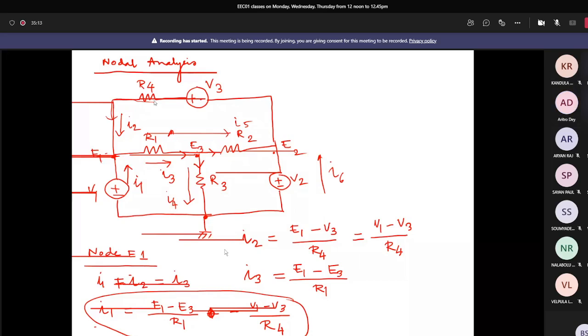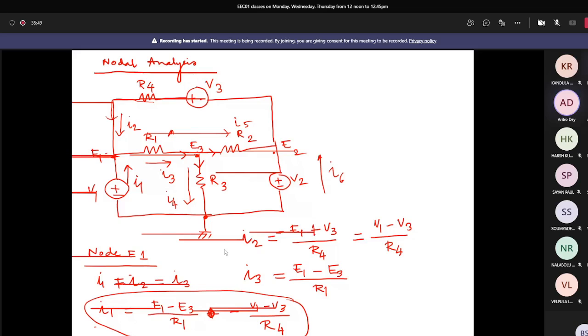Sir, but before, I2 is equal to V1 minus V3 divided by R4, no? Please, one person at a time. Tell what you think. Sir, here it should be V3 minus V1, because current will flow from higher to lower potential. So it should be V3 minus V1 by R4, I2. Yeah, sorry. Direction means it will go from higher to lower. So V3 minus E1, right? You are correct.